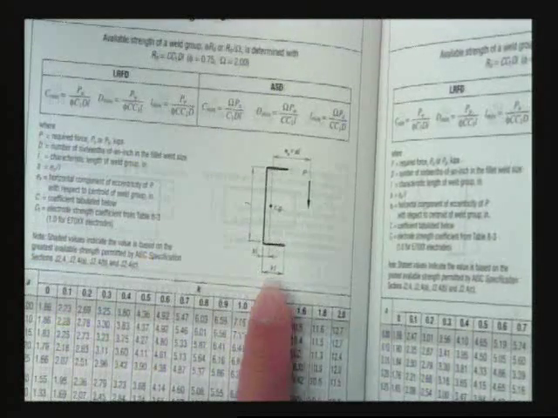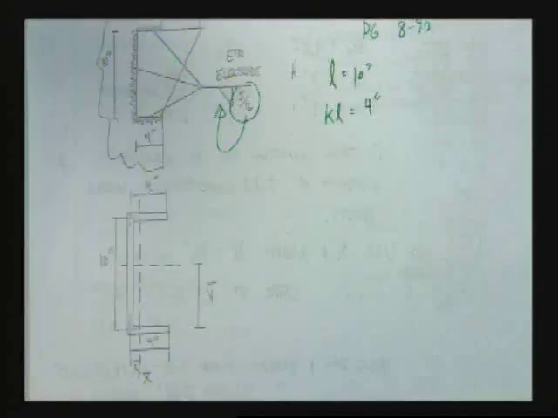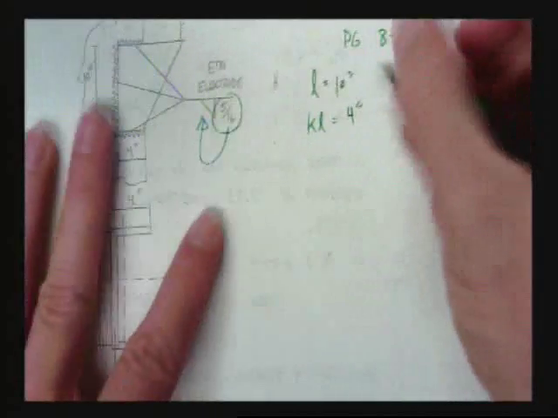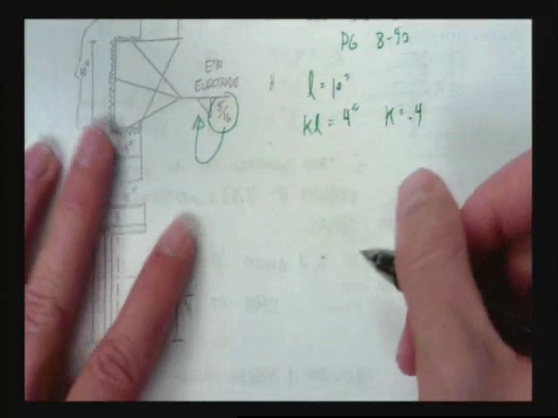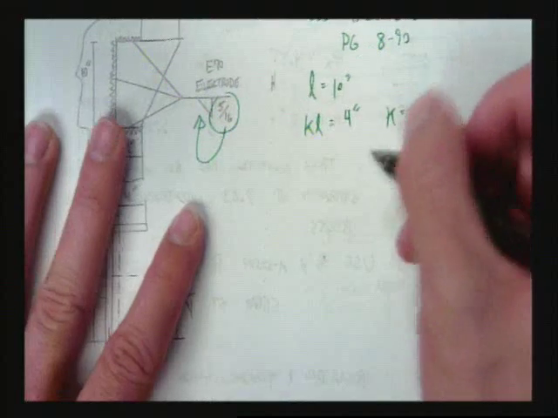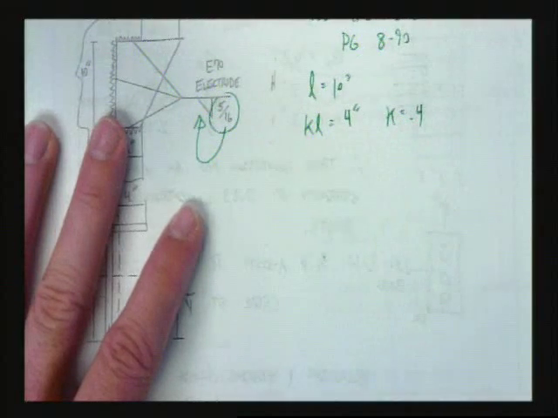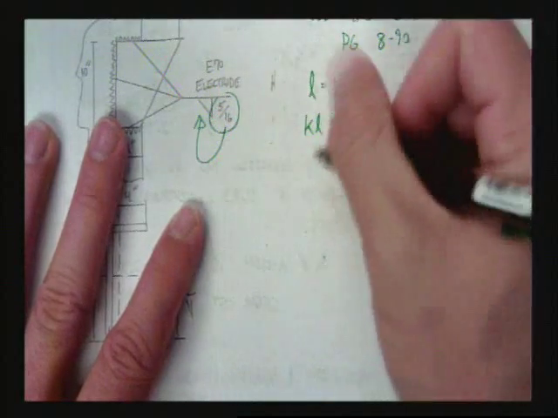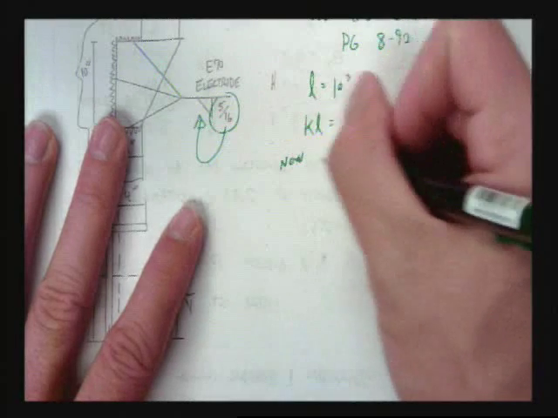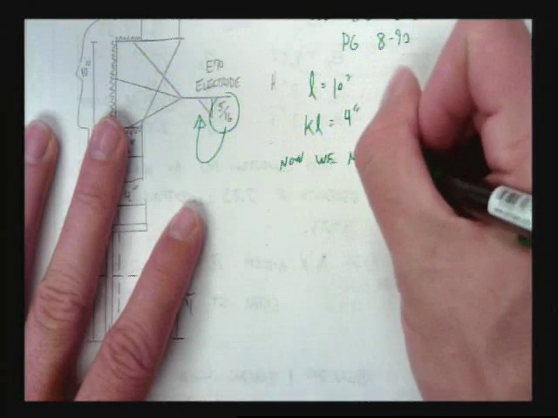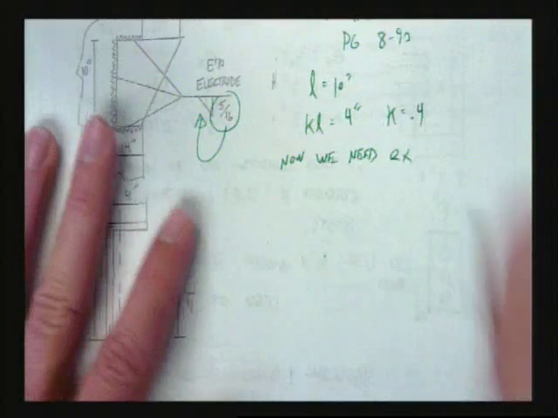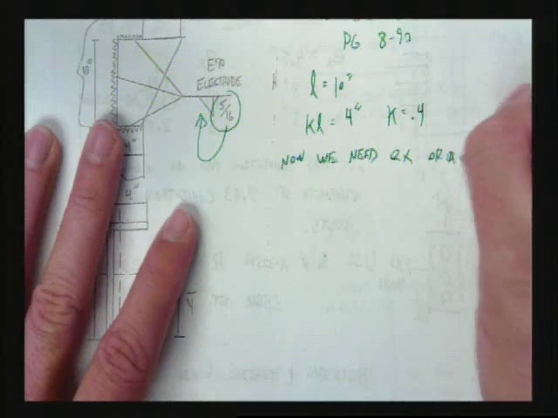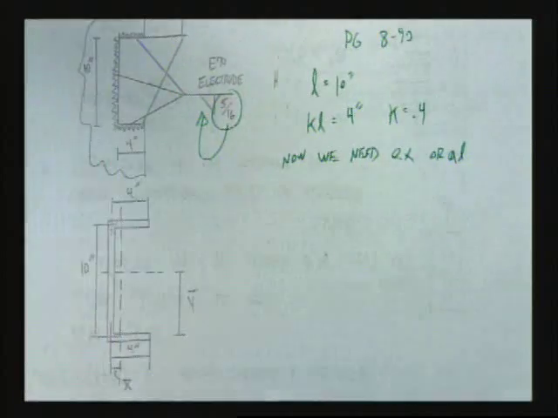KL, 4 inches. So our K is going to be what? 0.4. So now we need to find epsilon x, or AL. They're kind of the same thing.